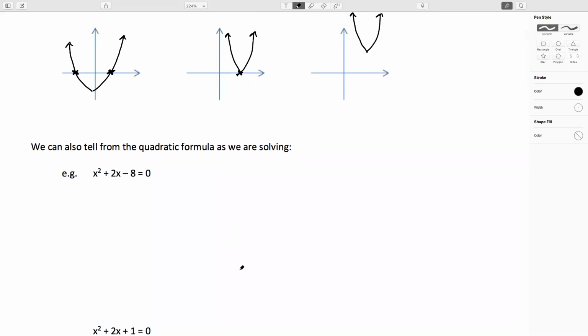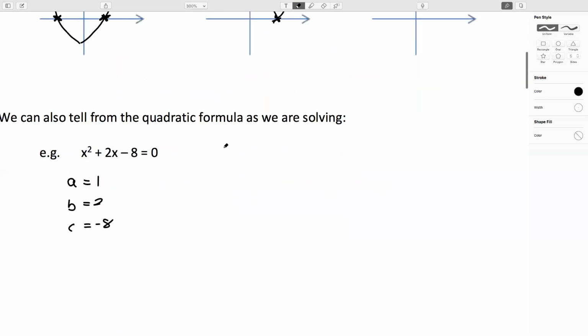the number of solutions. So for example, in this question, a is 1, because it's 1x squared. 2x means b is 2. And minus 8 means c is negative 8. So if we go to do the quadratic formula, x equals negative b, so negative 2 plus or minus the square root of b squared, so 2 squared minus 4 times 1 times negative 8, all over 2a, so all over 2 times 1.